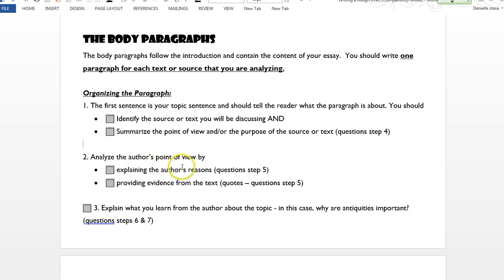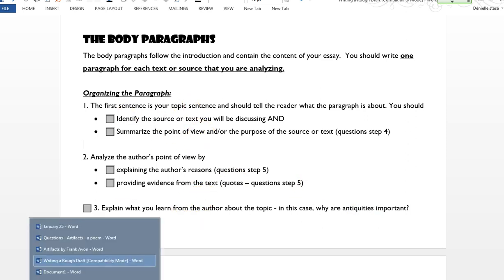You want to go through the reasons. What information did the author present? Provide the evidence, and then explain how that helps you understand the importance of antiquities. So what did the author say in your own words? A quote from the article supporting that, and then how does that help show why antiquities are important? Remember the focus. So I have some example topic sentences for you.